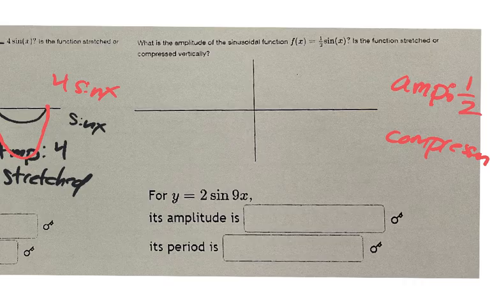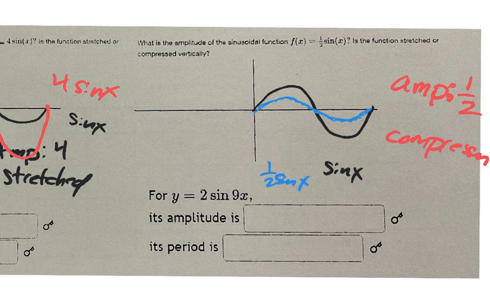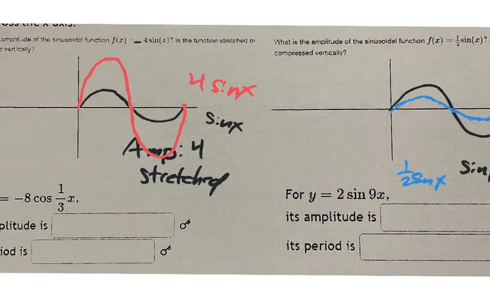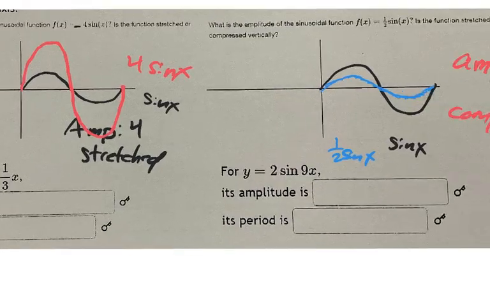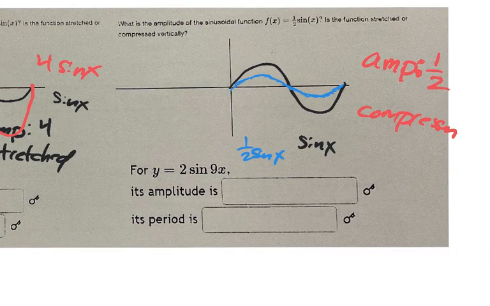So, if this is what sine of x looks like, then 1/2 sine of x would look like this. It's compressed. The highs aren't as high. The lows aren't as low. Right? Compressed, like a trash compactor. How come that one stays positive? The amplitude. Amplitude is always positive. Always. Can't have a negative amplitude.